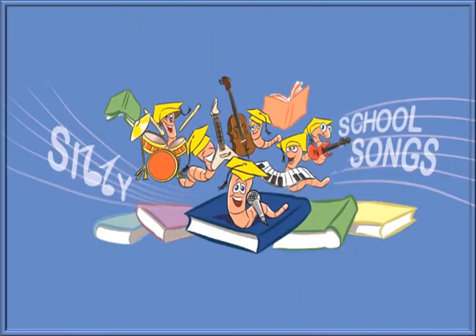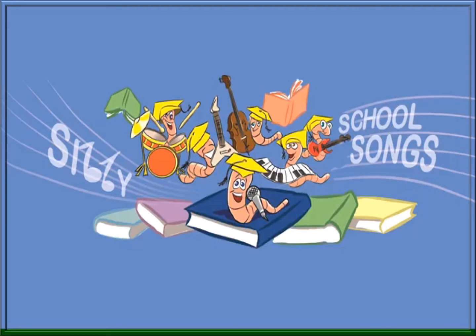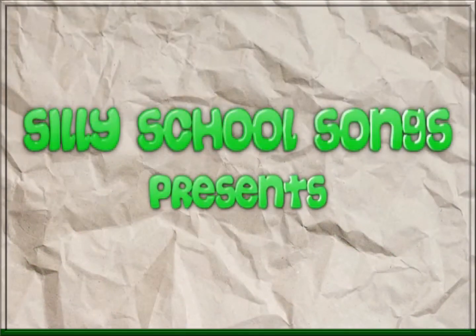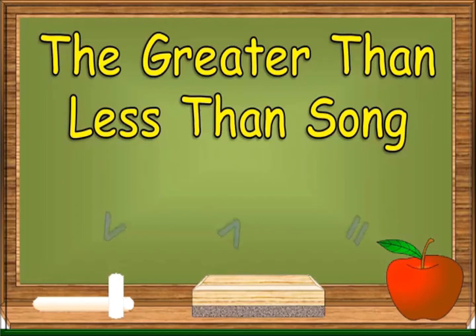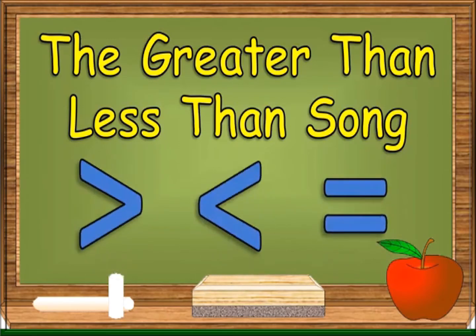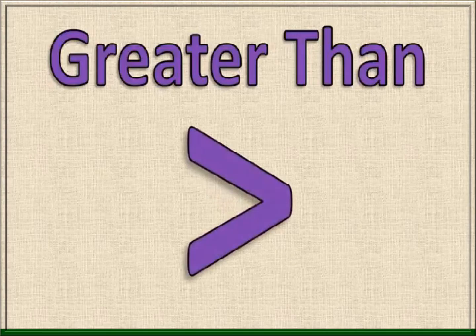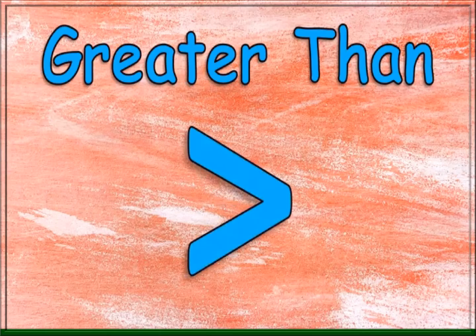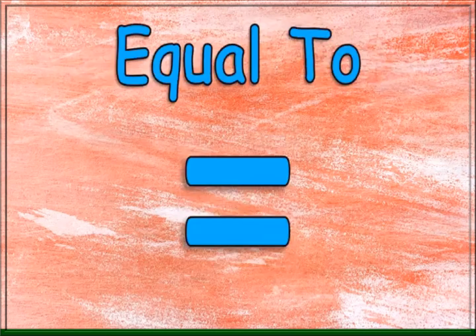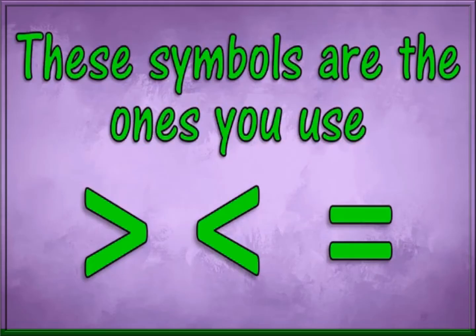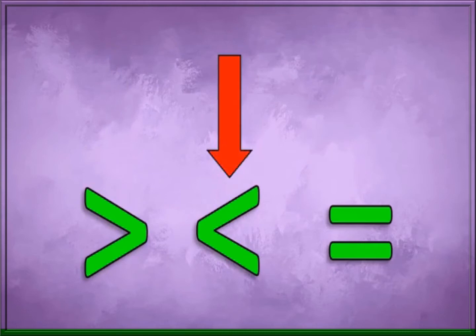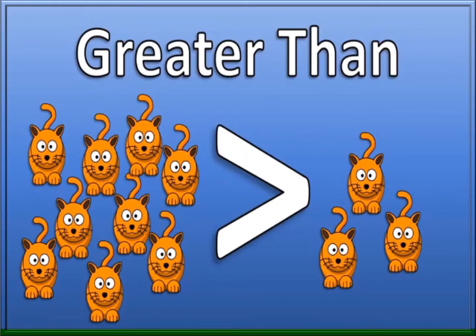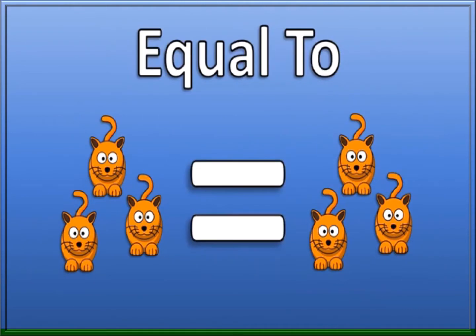All right. So let's listen to the tune of this rhyme. Silly school songs. Greater than, less than, equal to. Greater than, less than, equal to. These symbols are the ones you use for greater than, less than, and equal to. Greater than, less than, equal to.